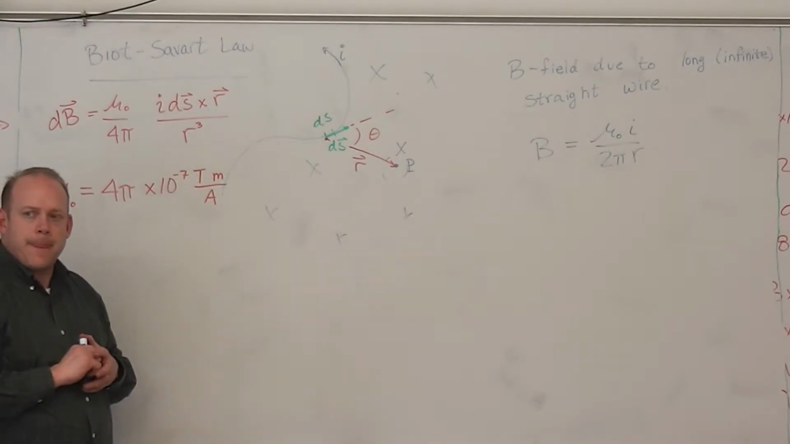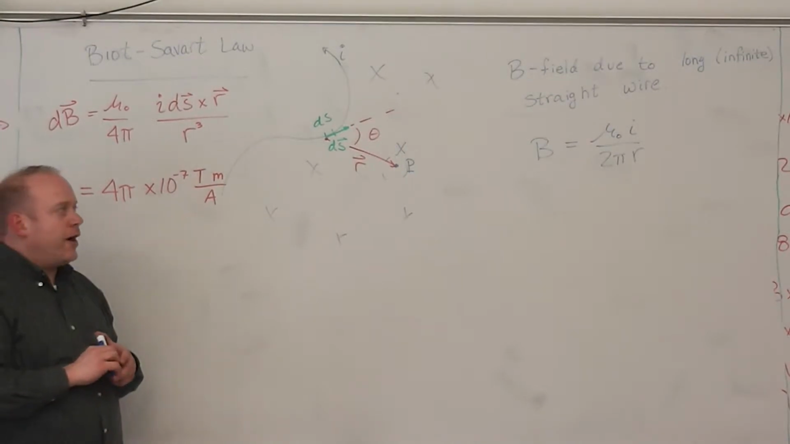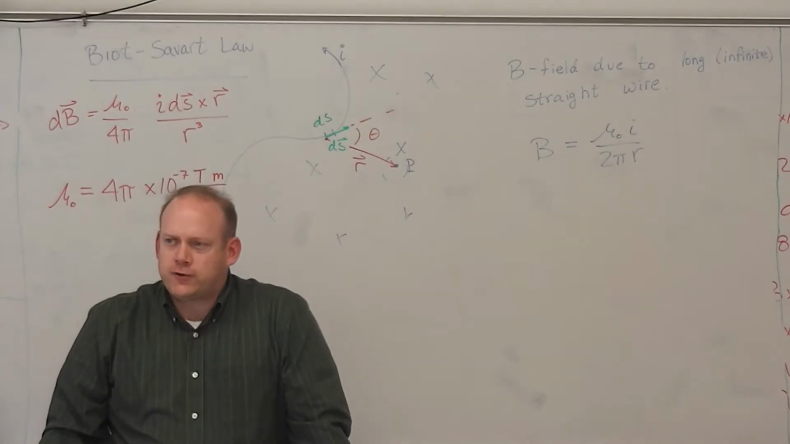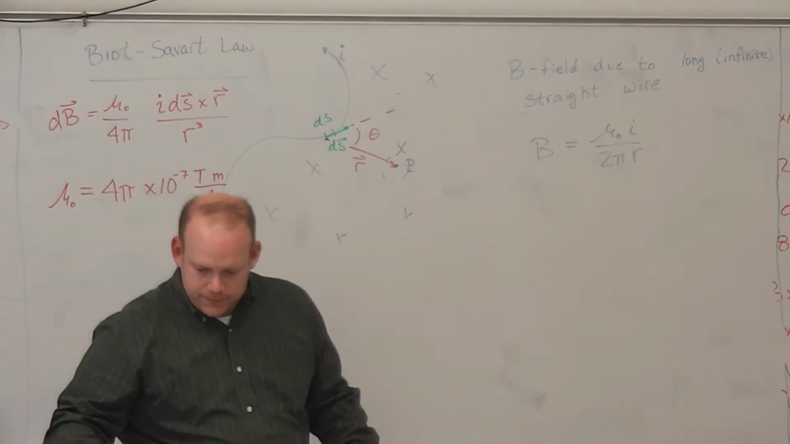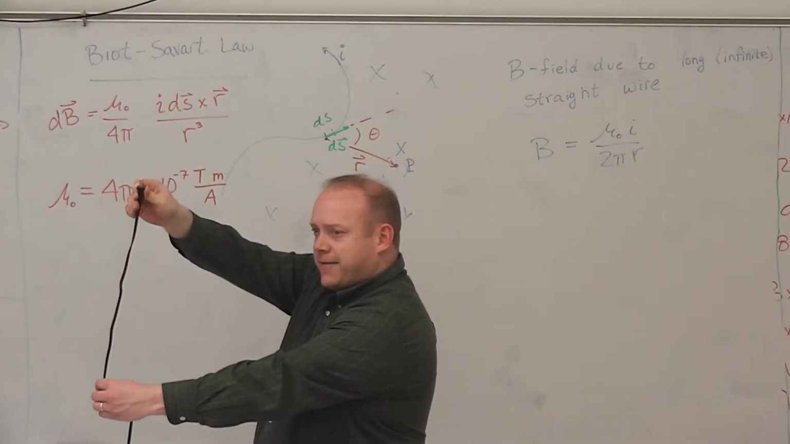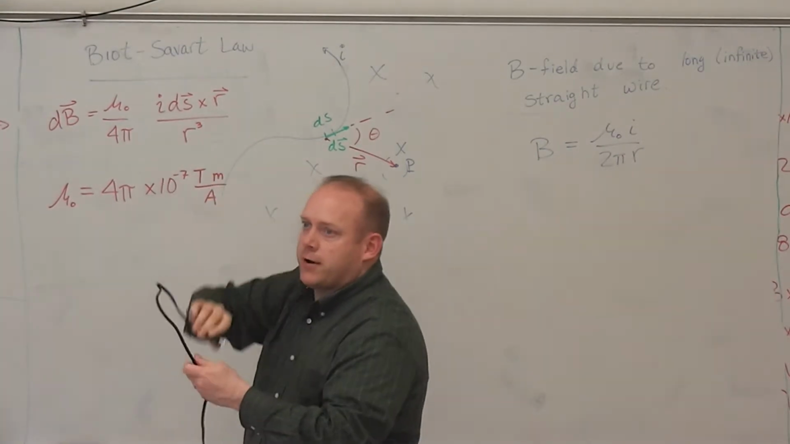Since there's no such thing as an infinite wire, why does that matter? Long is a pretty good approximation. As long as you're close to the wire compared to its length. So if I'm looking at this wire from here, not a very good approximation. If I'm looking at it here, pretty darn good approximation.